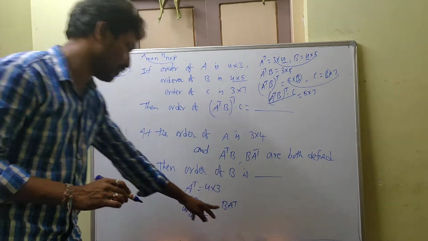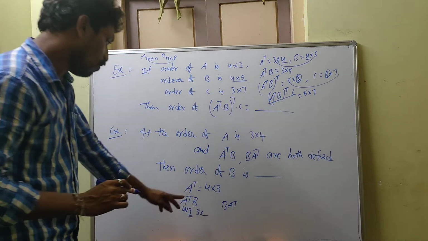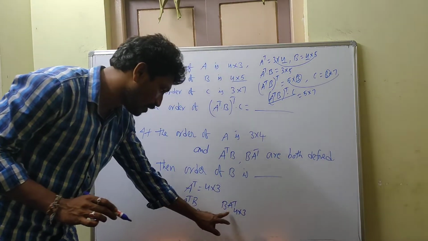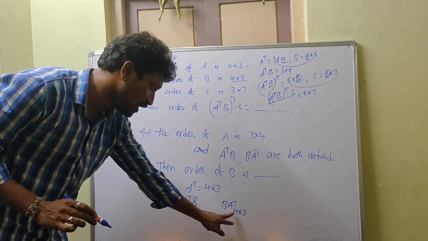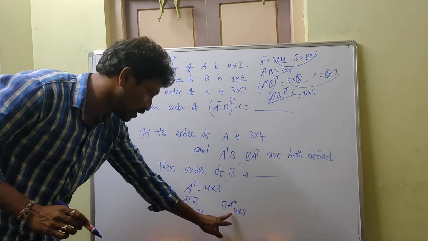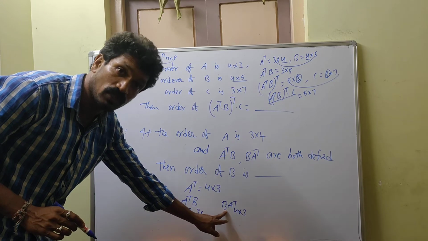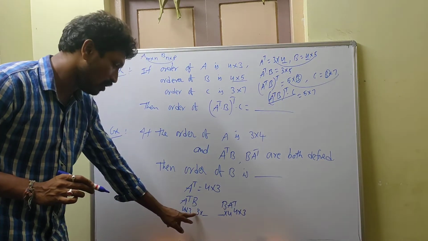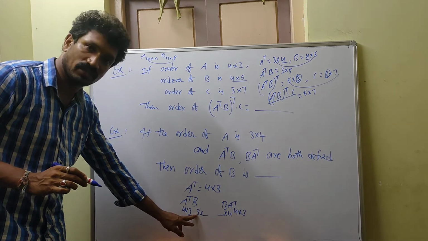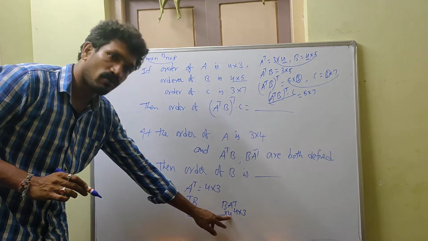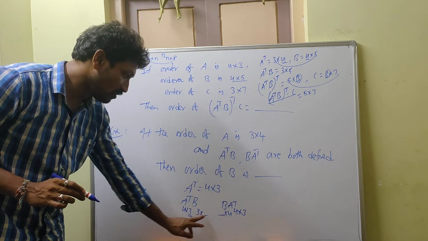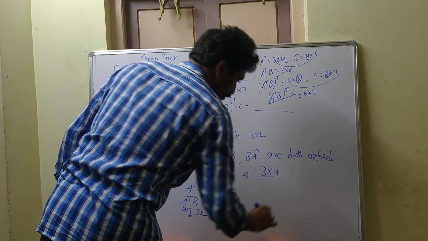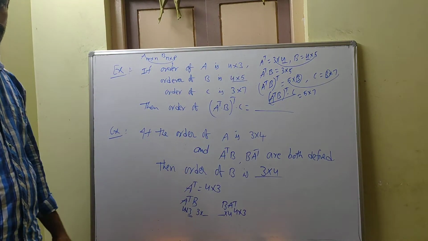Now come to the other point. B into A transpose is given. What is the order of A transpose? 4 by 3. This multiplication is possible means the number of rows in A transpose should equal the number of columns in the first matrix. So this should be 4 by something. From this we get the number of rows in matrix B, and from the other we get the number of columns in matrix B. So the order of B is 3 by 4. So the answer is 3 by 4. This is also a very, very important model.